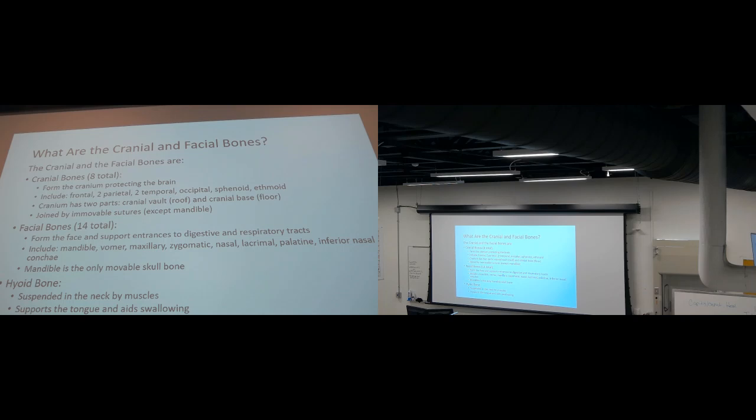For the cranial bones we have 8 in total. We have some that are paired, like parietal bones and temporal bones. So we have left and right parietals, and then left and right temporal bones. The rest are not paired. So we have one sphenoid, one occipital bone, one ethmoid and one frontal. The function of the cranial bones is to protect the brain.